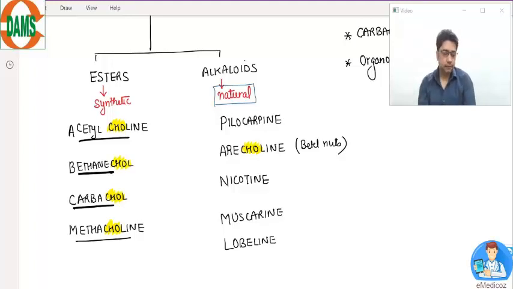Lobeline. Okay, so these are the drugs. It's a very important question. People ask, what is pilocarpine? Is it an ester or an alkaloid? The examiner will ask, it's an alkaloid. The word choline is not coming. The only exception you have to remember is methacholine. It is having choline word and it is not an ester.